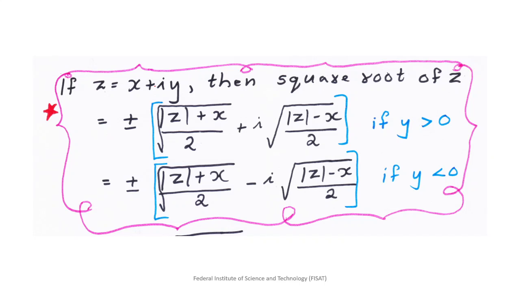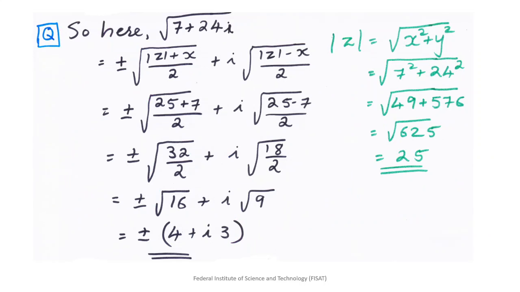That means if the imaginary part is positive. And the second equation comes when the imaginary part is negative, y less than 0. The only difference between these two equations is this minus. If y is less than 0, it becomes minus obviously. So our question is root of 7 plus 24i. Here you can easily find mod z, root of 7 square plus 24 square equal to 25. You substitute the value of x and mod z here. Finally you will be obtaining plus or minus (4 plus 3i) as the square root.